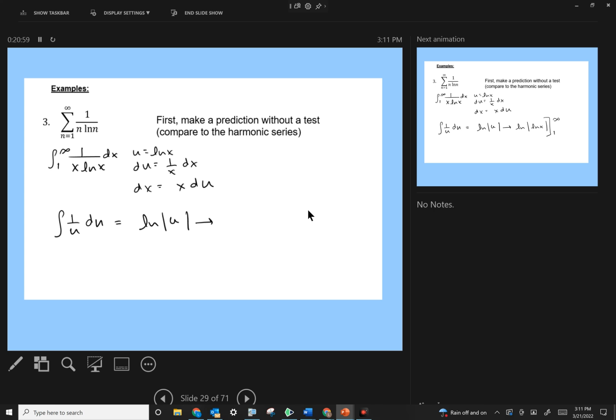Oh, but wait a minute. Before I can plug in, don't I need to plug my u back in? So really, it's like the natural log of the natural log, right? No matter how you slice it, that's just going to be infinity, right? Who gets diverge? So even though we multiplied by natural log, it still wasn't quite as fast as like an n squared down there. All right.